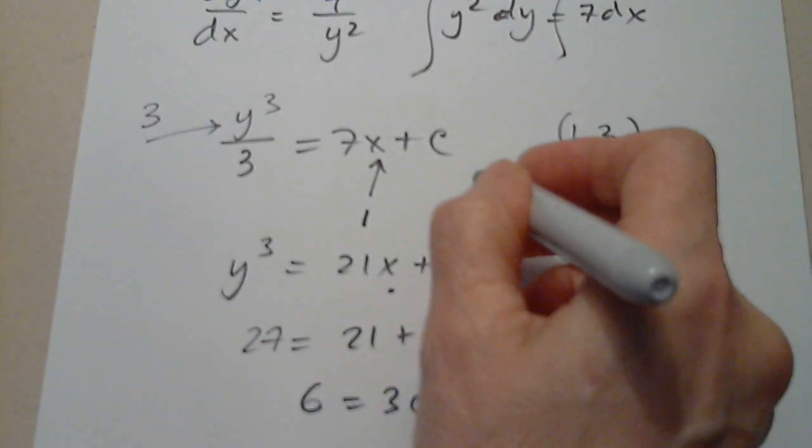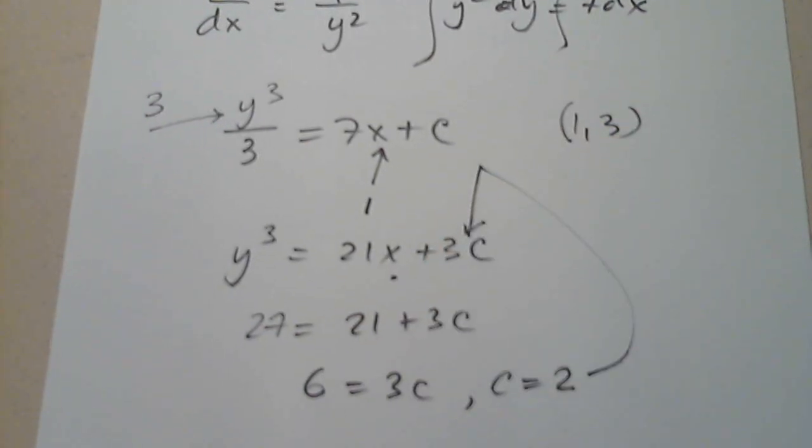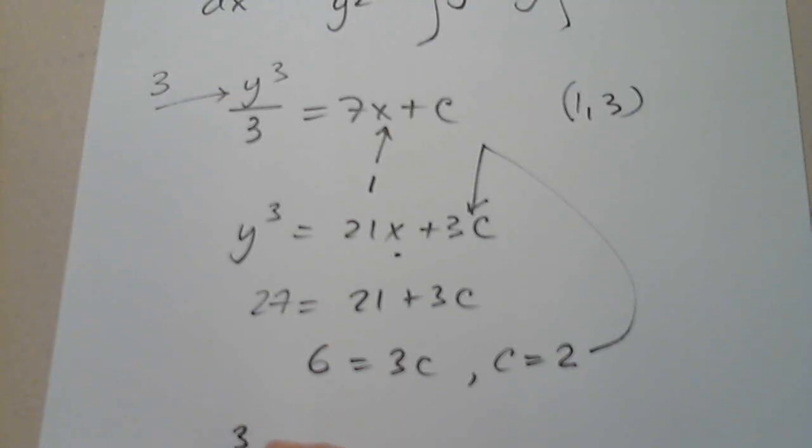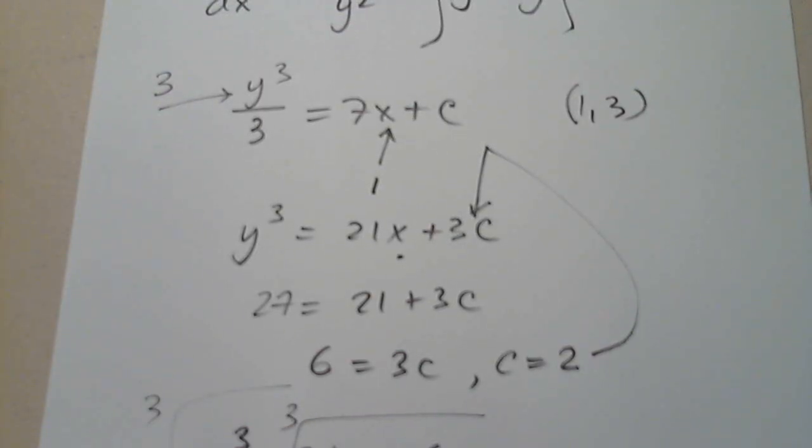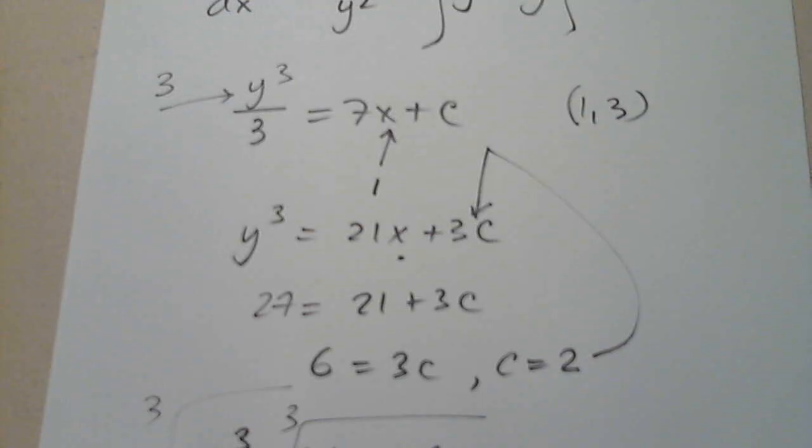I go back and I put it here. So then I have y to the third equals 21x plus 6. And now I will have to take the cube root from both sides. So y equals the cube root of 21x plus 6.